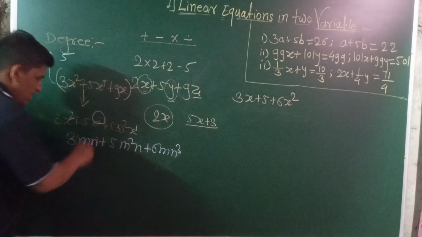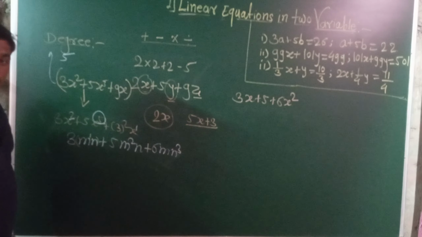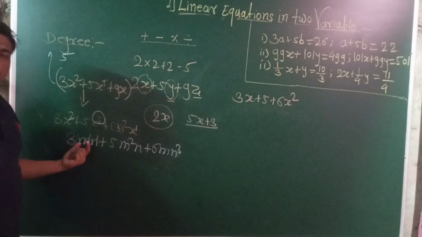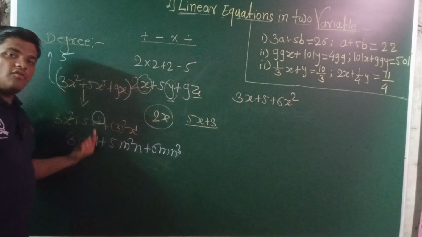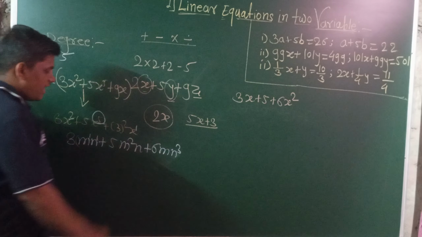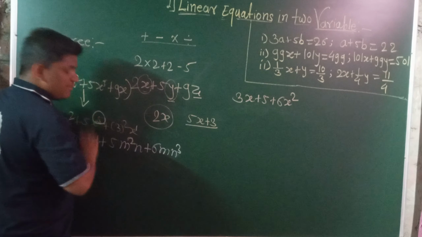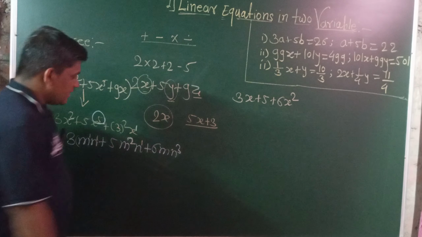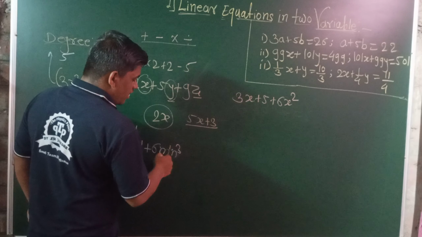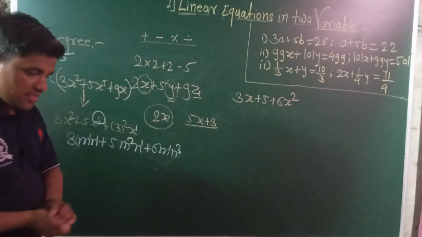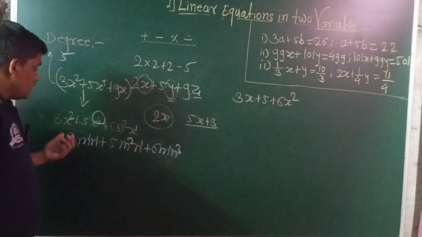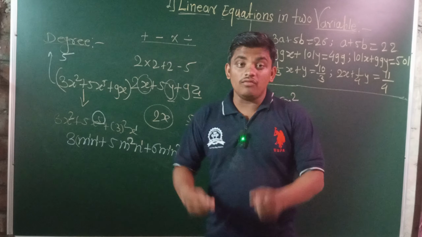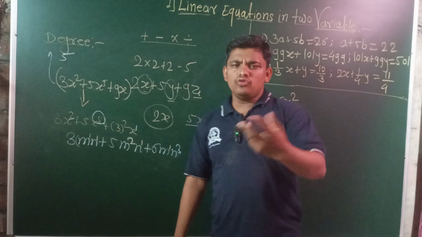In the first term, the power or indices of m is 1 and of n is also 1. In the second term, the indices of m is 2 and of n is 1. In the third term, the indices of m is 1 and of n is 3. Then how do we calculate the degree of that equation?